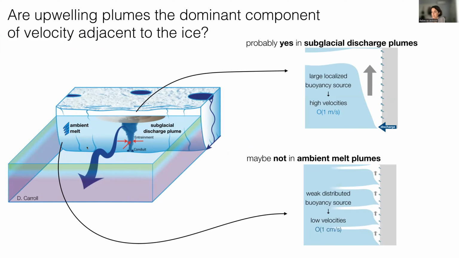But this is probably not a good assumption away from the discharge plume, in what we could call the ambient melt regime, which has a variety of names. But over here, where the buoyancy is only from submarine melt itself, the buoyancy-driven plumes should be much weaker, and we expect upwelling velocities on the order of centimeters per second. And so neglecting other forms of velocity in this ambient melt regime is really questionable.